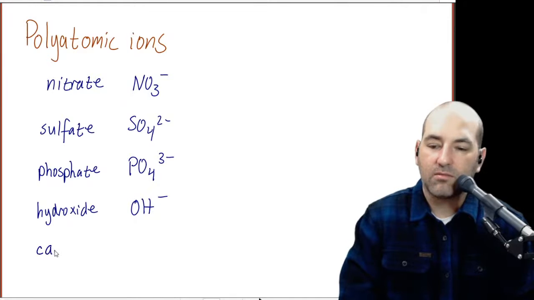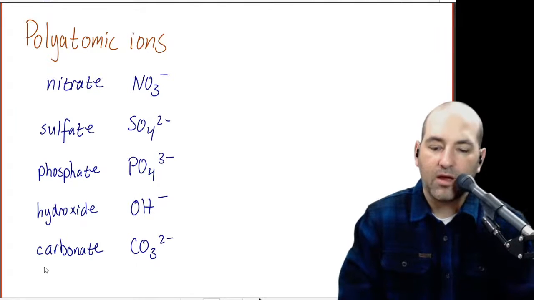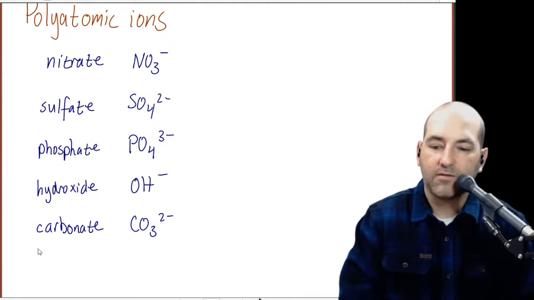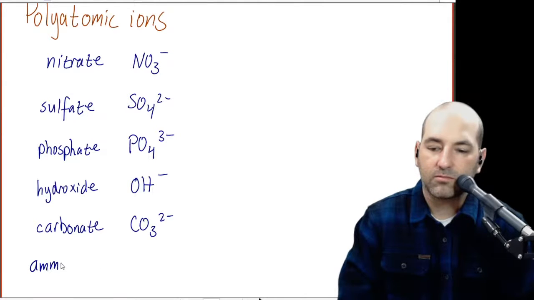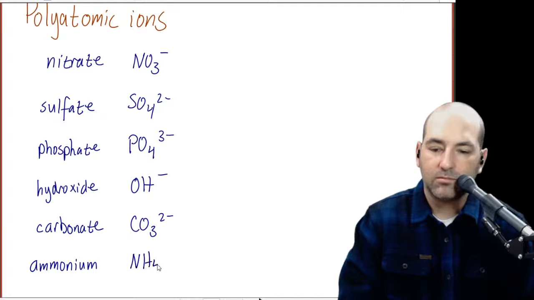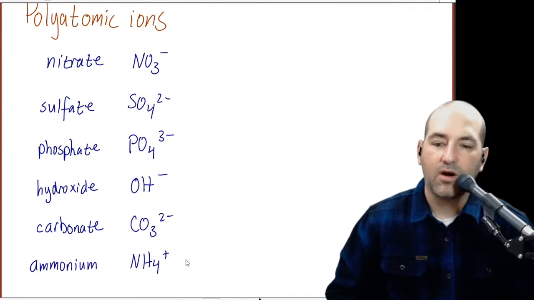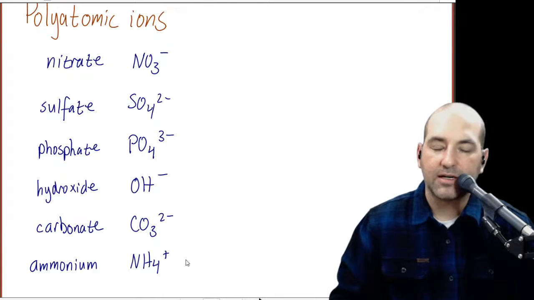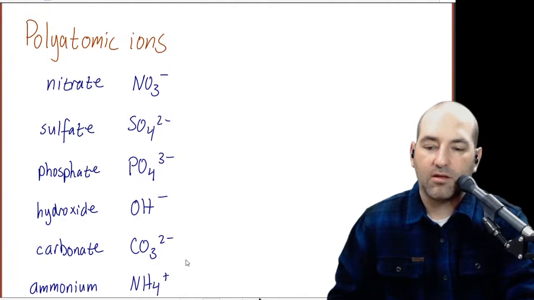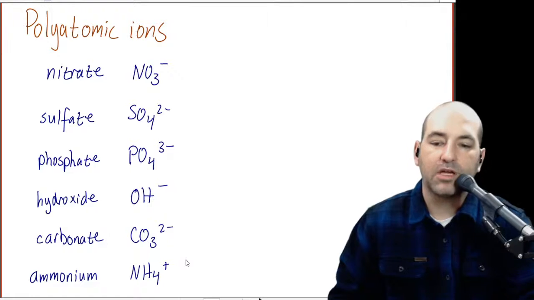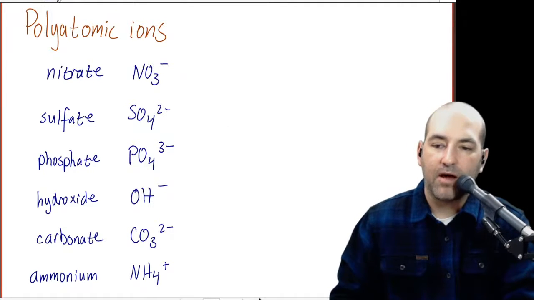There are many. I'm just going to put in a few. Carbonate, CO3 2-, and there are actually some positive ones as well, like ammonium, NH4+. So with these polyatomic ions, they have a particular formula and a particular charge, but when they're used in compounds, all the stuff we've already done still applies. They still work the same way.